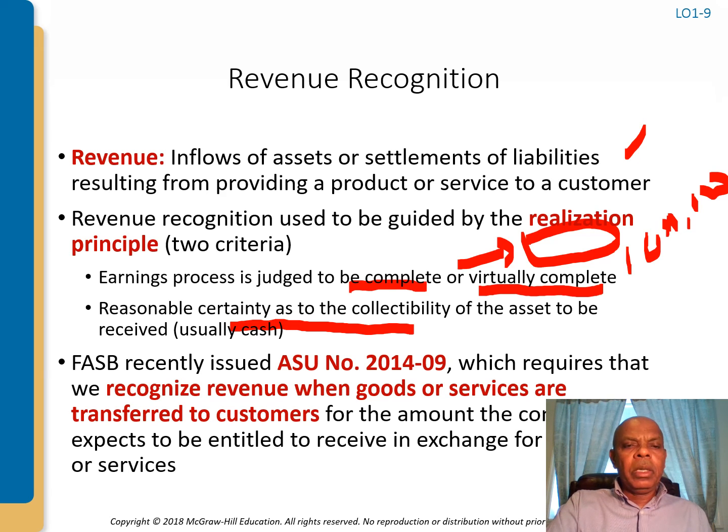Okay, FASB recently issued an update in 2014. It requires that we recognize revenue when goods or services are transferred to customers, for the amount we expect to be entitled to receive in exchange for the services or goods provided. Okay, so these are just readings, you can read that over.